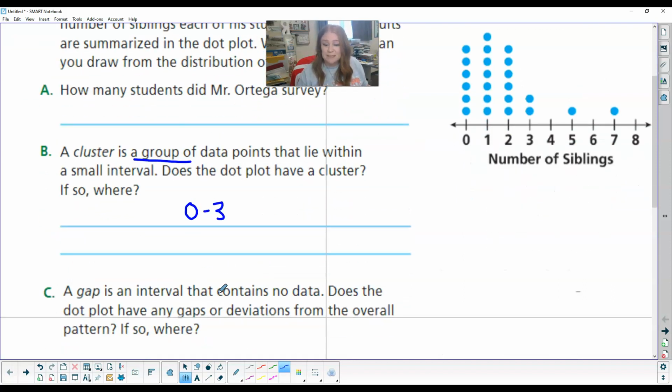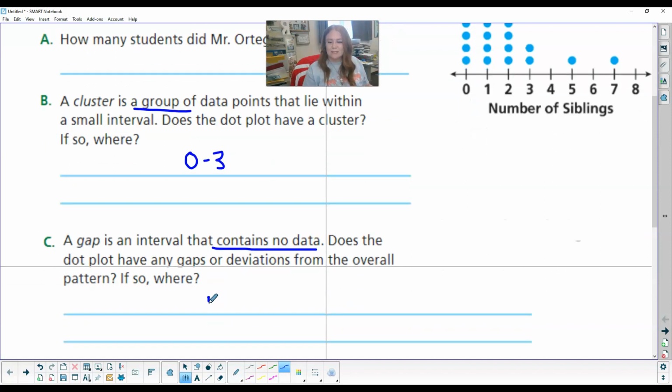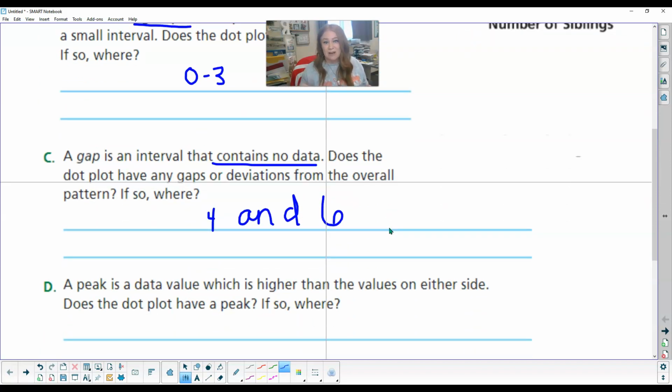So are there gaps, right? Places that have no data. So does the dot plot have any gaps? If so, where? So, right, 4 and 6 have gaps. I wouldn't say 8 is a gap because beyond that, there's no data. So I'm not saying that's a gap. It's just the end of the data. So I would say 4 and 6. It's not 4 through 6, right? This dash means through. I would say 4 and 6 are gaps in the data. Nobody had 4 or 6 siblings in this class.